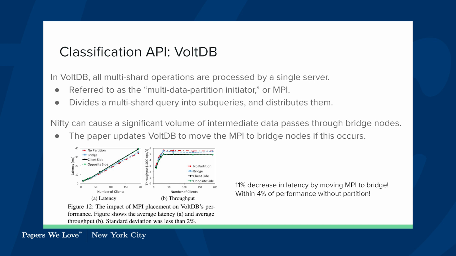All right, so classification API for VoltDB. In VoltDB, all multi-shard operations are processed by a single server. I mentioned before, VoltDB will split your data into multiple shards and then farm out shards into different nodes in the cluster. If you ask for data across multiple shards, there needs to be a process somewhere that's going to receive that request, split it out into read requests to the various shards, and then forward those read requests out to the different nodes in the cluster.